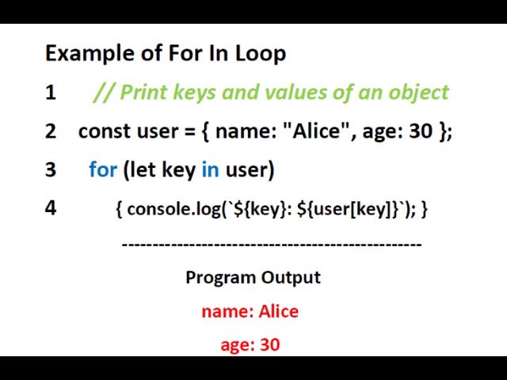A variable key will hold the name of each property in the user object during each iteration, and the object user is the one being iterated over. The loop will run once for each property, name and age, in the object. Line number 4 produces the expected output as shown in the diagram.